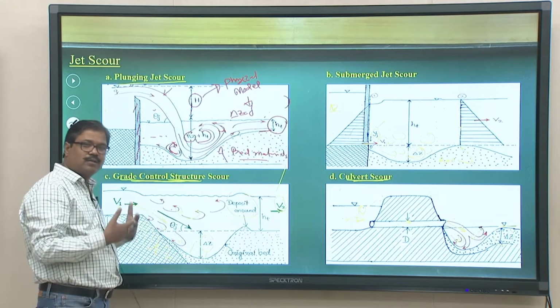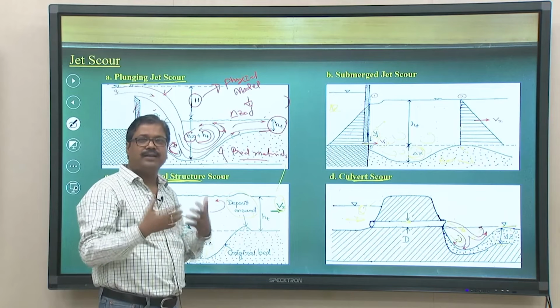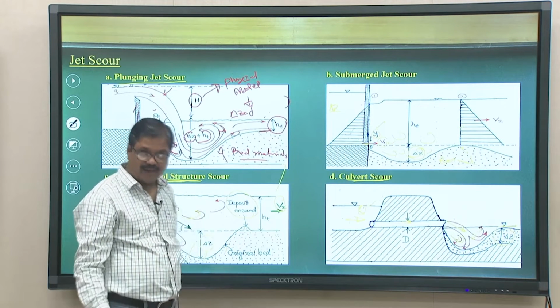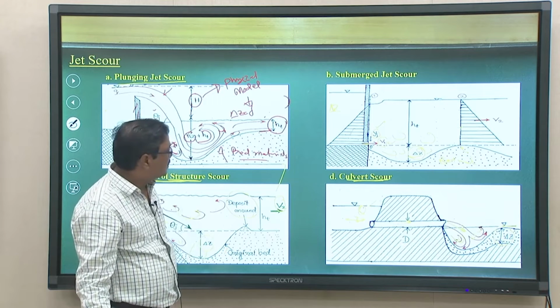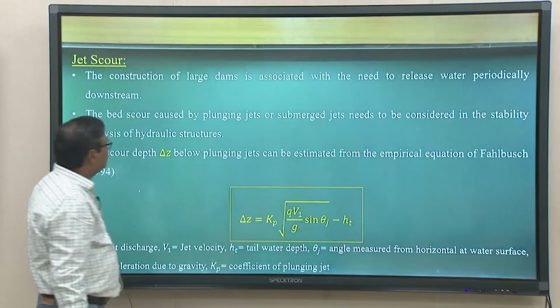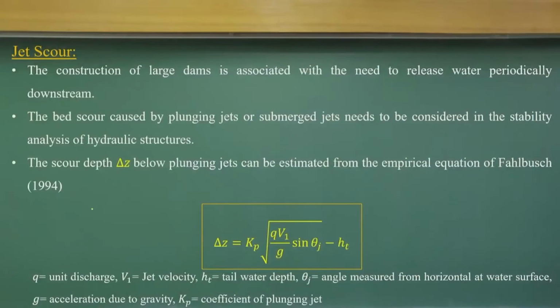Now let us come to the empirical equations, which are derived by conducting a series of lab experiments, the physical experiments, the scaled-down experiment setups. What we basically do is release the water periodically downstream, and the plunging jets or submerged jets need to be considered to look at the stability analysis of hydraulic structures.